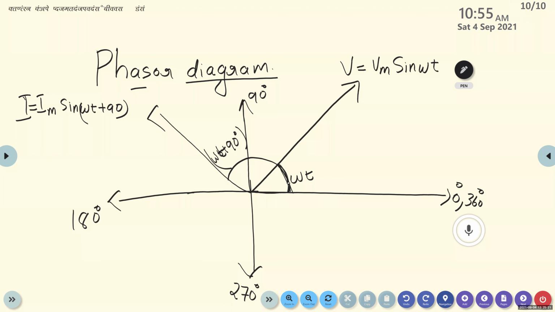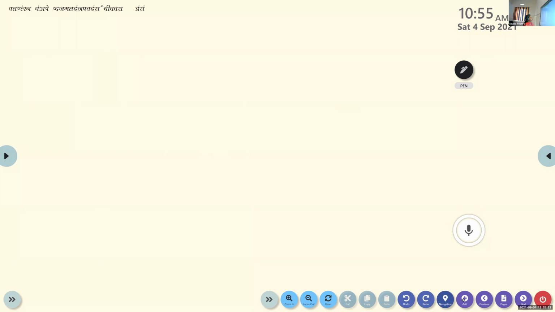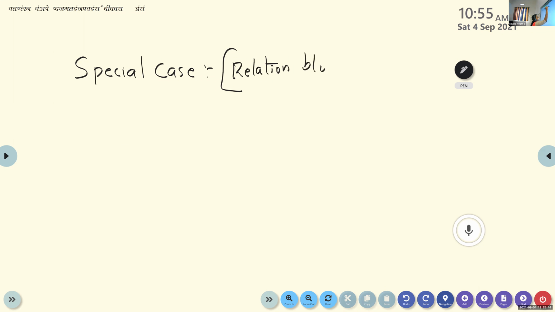Okay. So here we have one more graph. That's a special case for capacitor, as we told in the case of inductor. Here also we have a special case: the relation between capacitive reactance and frequency.